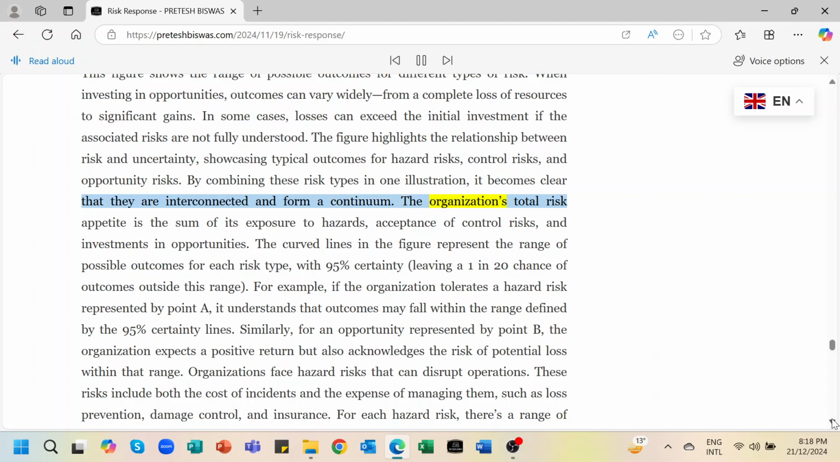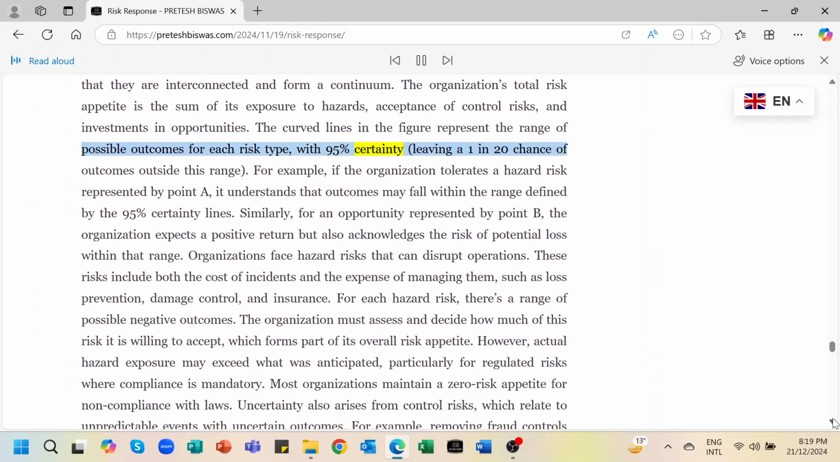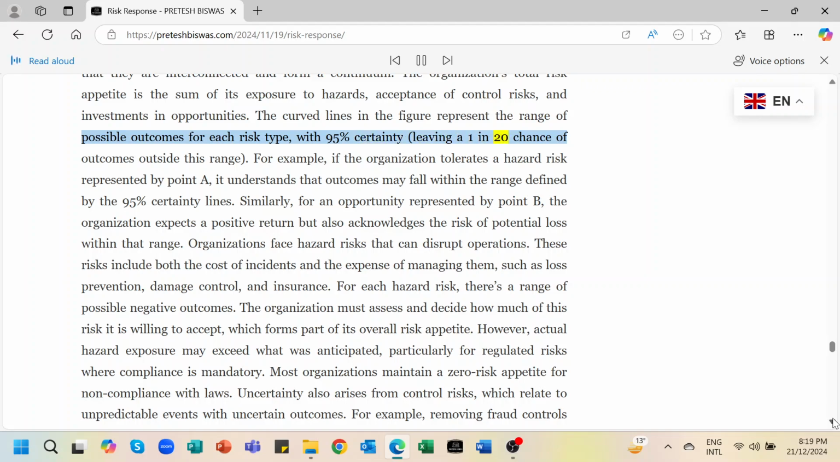The organization's total risk appetite is the sum of its exposure to hazards, acceptance of control risks, and investments in opportunities. The curved lines in the figure represent the range of possible outcomes for each risk type, with 95% certainty, leaving a 1 in 20 chance of outcomes outside this range.